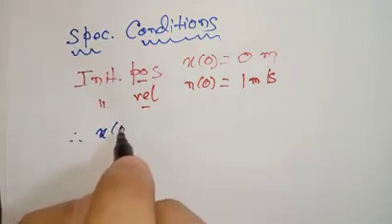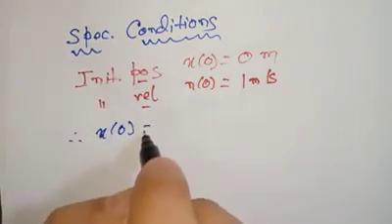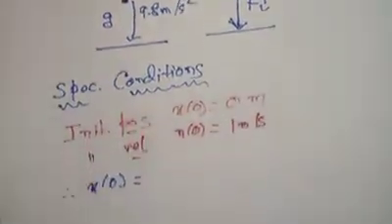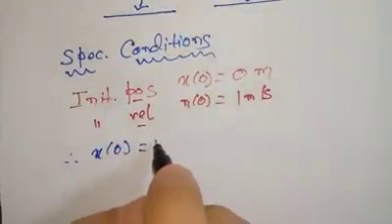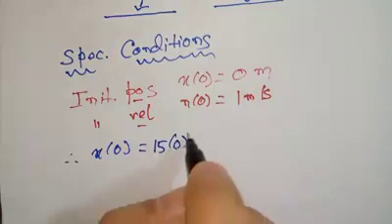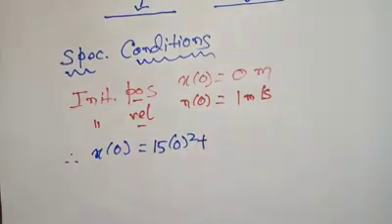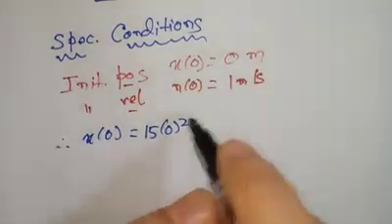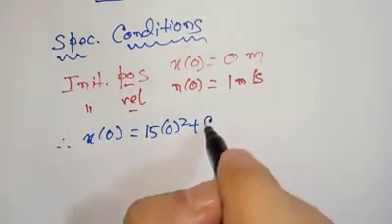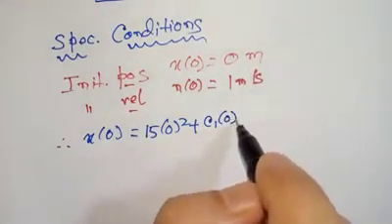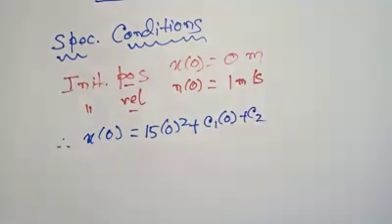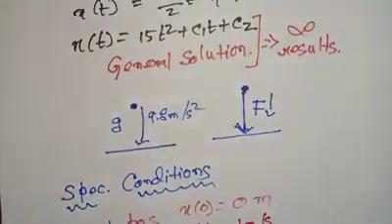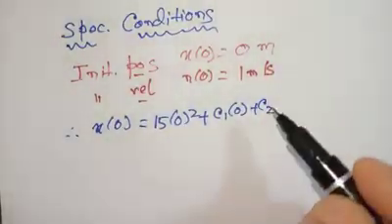So x of 0 would be equal to 15t squared plus c1 t plus c2. We put it as 15 times 0 squared plus c1 times 0 plus c2. Time is 0 because the position is 0. This is c2, this one. So from the general solution, we are just substituting the values.